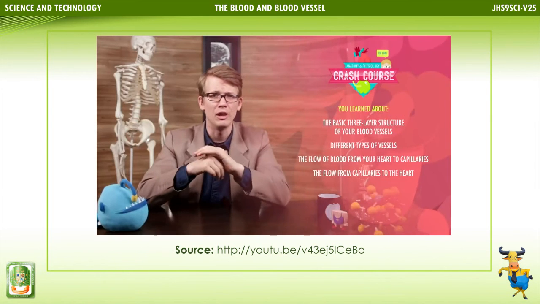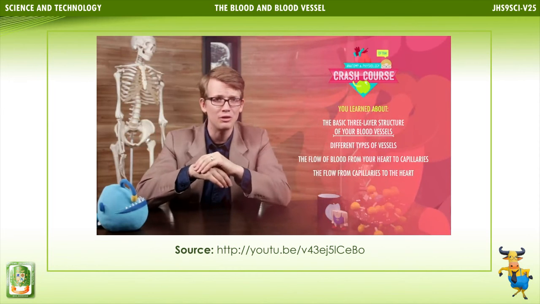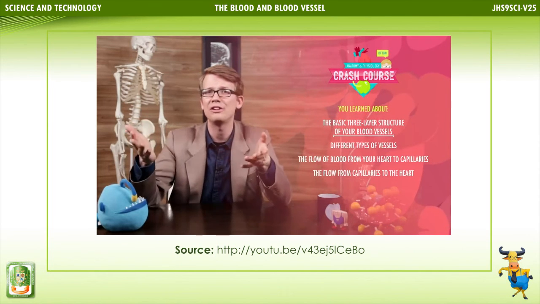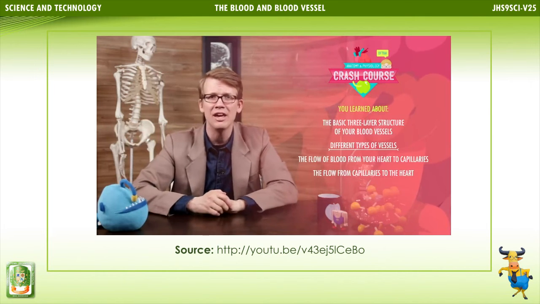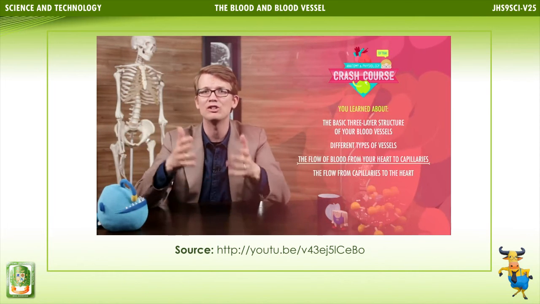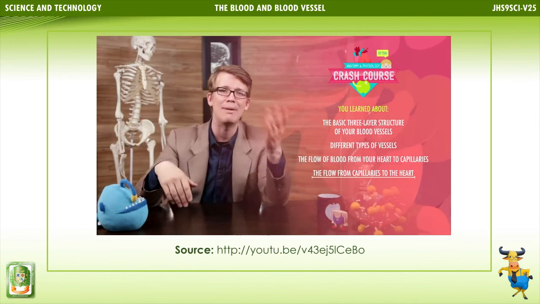During the time that you've been circulating all that blood, you learned about the basic three-layer structure of your blood vessels, how those structures differ slightly in different types of vessels, and you followed the flow of blood from your heart to capillaries in your right thumb and all the way back to your heart again.